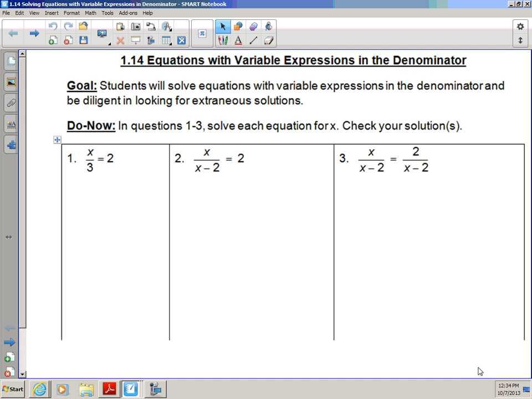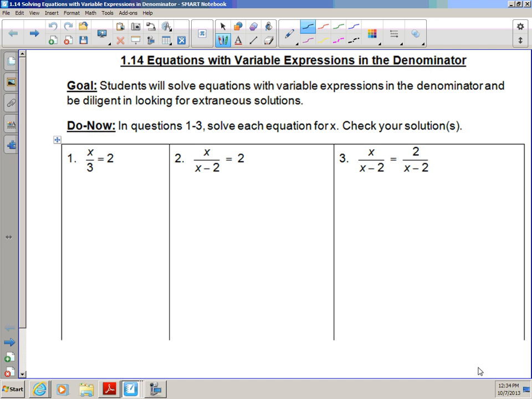Then the second goal is when we solve an equation. So now we're looking for the value or values of x or y, whatever the variable is. What values do we get when we solve the equation, and check to make sure that those solutions are acceptable. So let's take a look at three pretty straightforward examples.